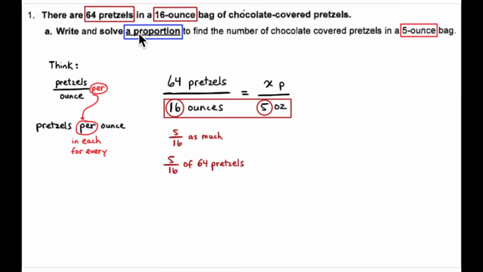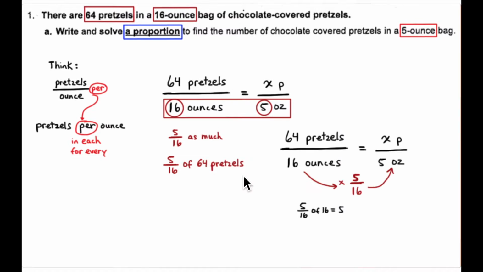All right, so set up the proportion. 64 pretzels in 16 ounces means how many pretzels are you going to get? That's the x in 5 ounces. And here's that fraction once again. It's 5/16. It's 5 ounces out of a total of 16 ounces. So that relationship is going to stay the same. It's going to be 5/16 of these 64 pretzels. So 5/16 of 64.